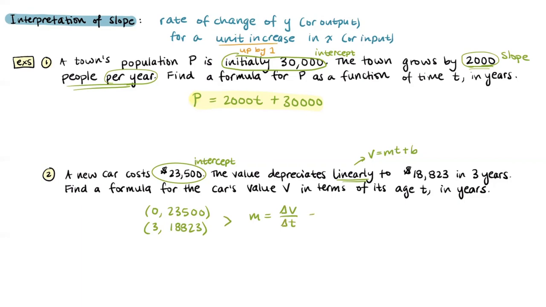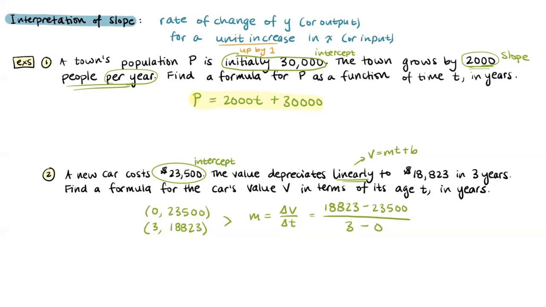Okay, so you can do it in either order when you subtract. I'm going to take this point and then subtract this point. So for the change in v, I'm going to say 18,823, the value at 3 years, and then subtract the value at the beginning, at 0 years. Underneath, they just have to match. So at 3 years we had the 18,000, and at 0 years we had 23,500.